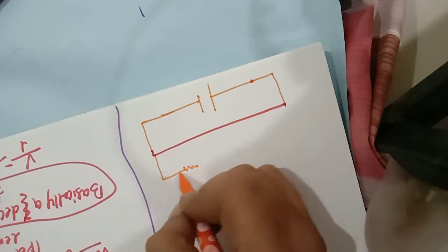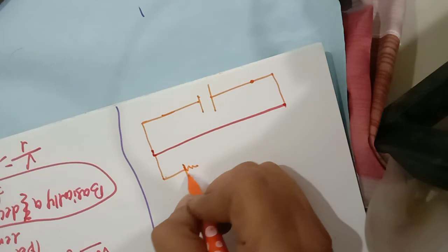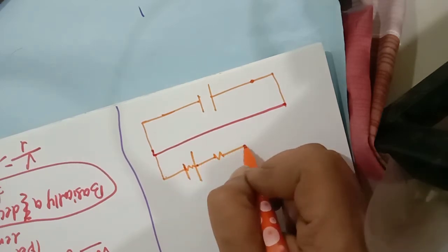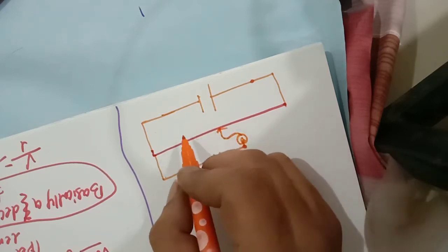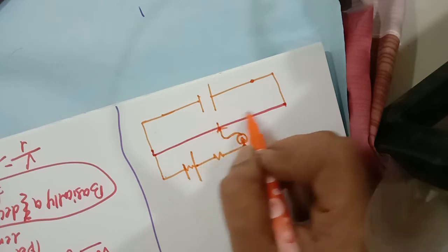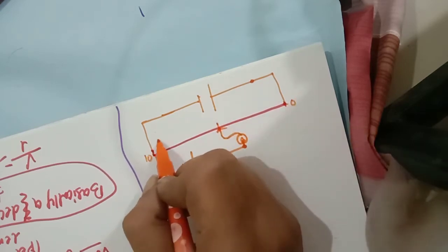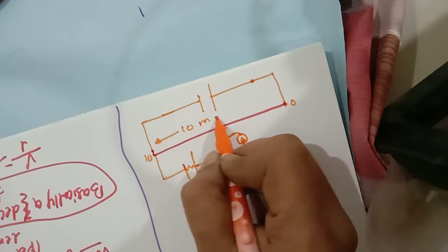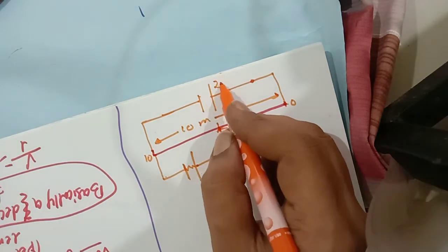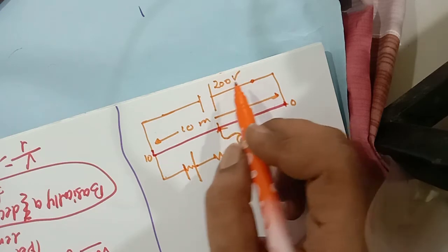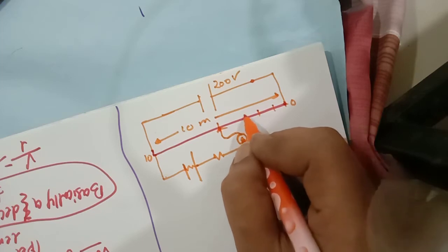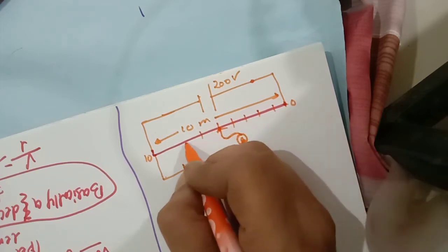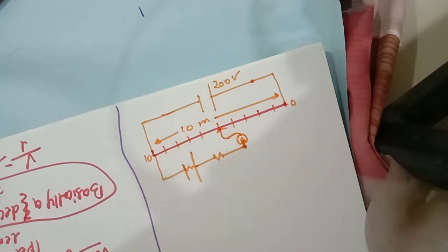Suppose there is a... sorry, here it is. So it has internal resistance and is connected to a galvanometer. Suppose it is the 5th point, with 0th and 10th points, and it's a 10 meter wire. It is 200 volt, same as the previous case. Now it's 1, 2, 3, 4, 5, 6, 7, 8, 9, 10. Proper 10 divisions are there, and the diagram is also clear.